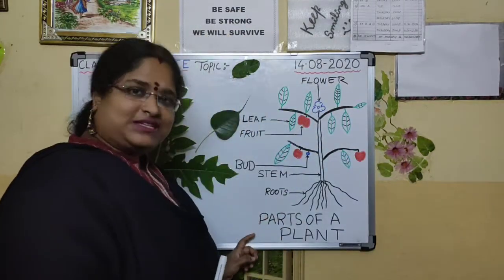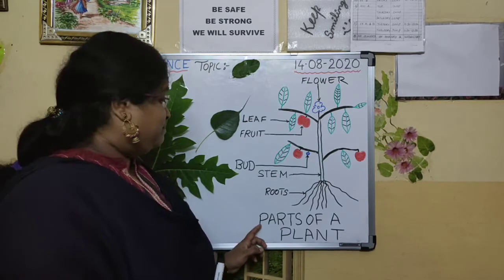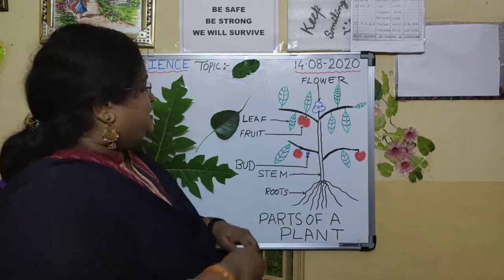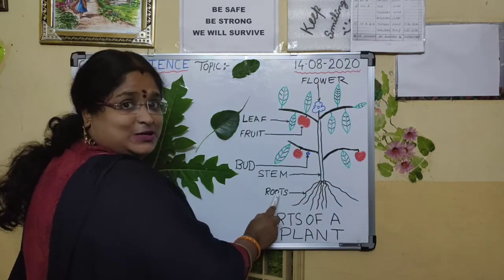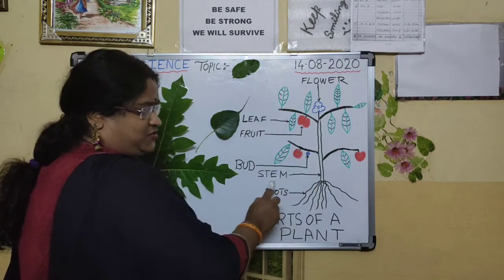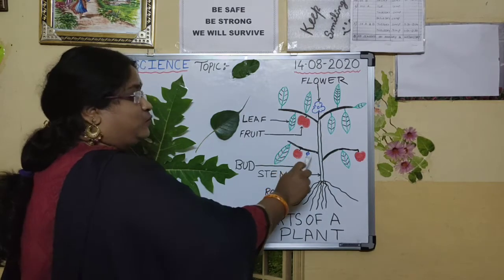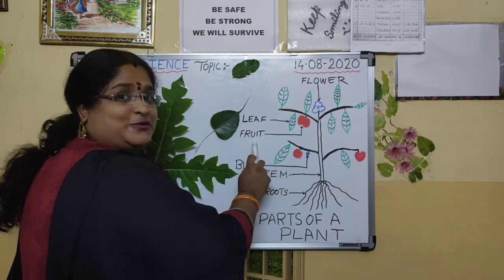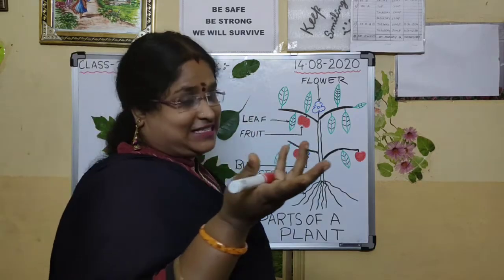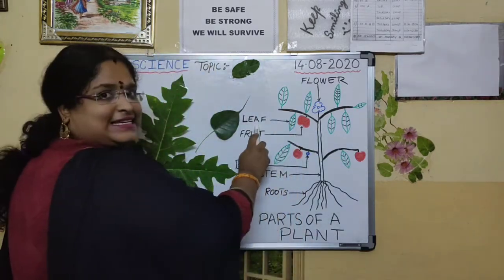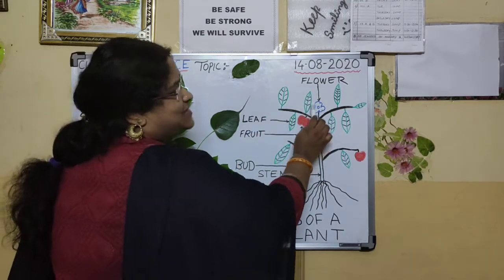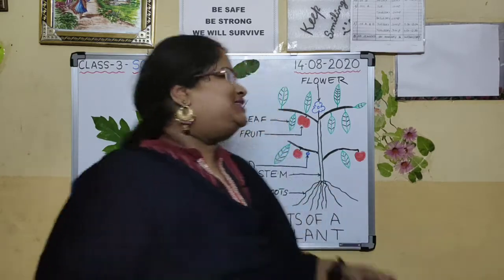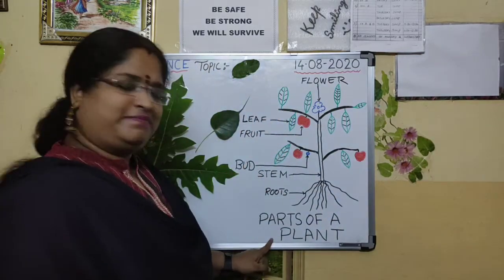Children, in the previous class, you all have learned the parts of a plant. Do you remember, children? Yes. So, what is this? Roots. What is this, children? Stem. What is this? Bud. And what is this? Fruit. You all love to eat fruit, isn't it? And what is this? Leaf. What is this, children? Flower. You all love flowers, isn't it? So, now you know the parts of a plant.